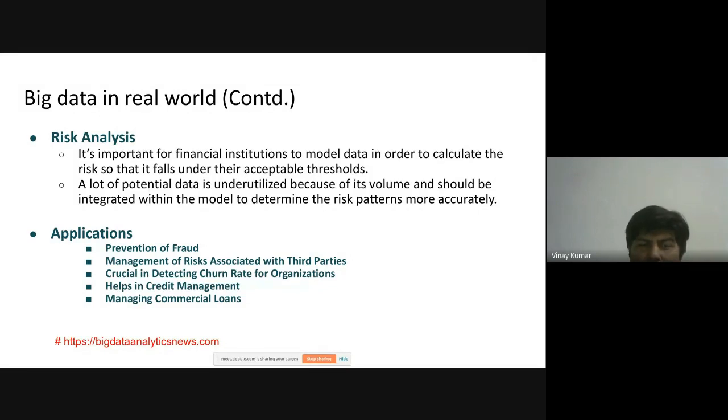Okay, then we have managing commercial loans. Before issuing any loan to a client, financial institutions evaluate the ability of the individual to repay, right? To improve the accuracy of prediction, these institutions can use big data analytics to analyze the spending patterns of the potential customers.